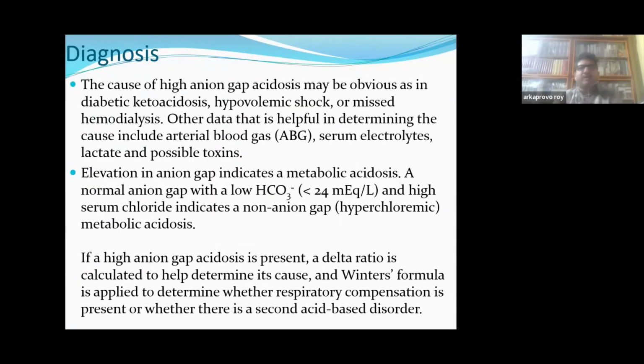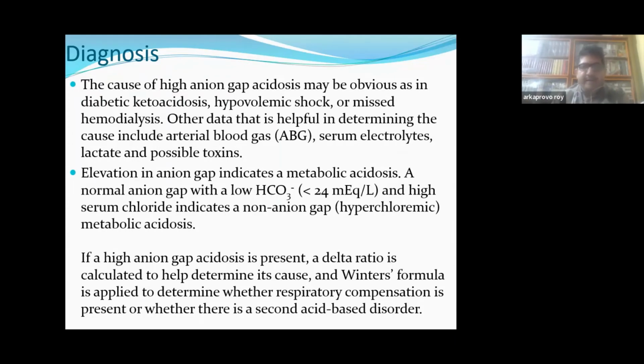Diagnosis. The cause of high anion gap acidosis may be obvious, as in diabetic ketoacidosis, hypovolemic shock, or missed hemodialysis. Other data that is helpful is ABG, serum electrolytes, lactate, and possible toxins. Elevation in anion gap indicates a metabolic acidosis; a normal anion gap with a low bicarbonate and a high serum chloride indicates a non-anion gap metabolic acidosis.